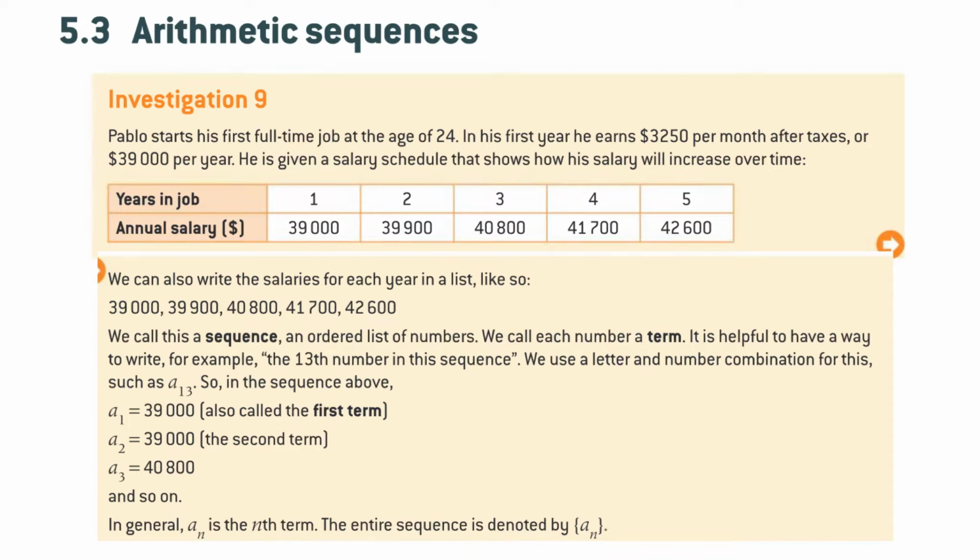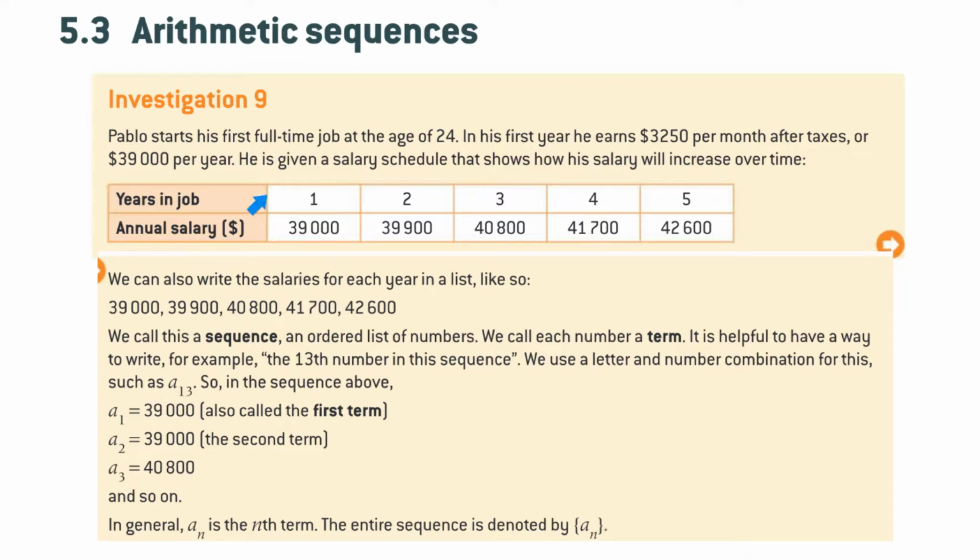Arithmetic sequences. Investigation 9. Pablo starts his first full-time job at the age of 24. In his first year, he earns $3,250 per month after taxes, or $39,000 per year. He is given a salary schedule that shows how his salary will increase over time.